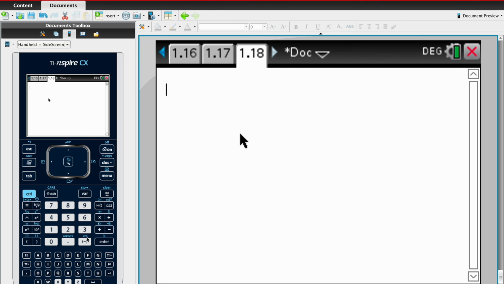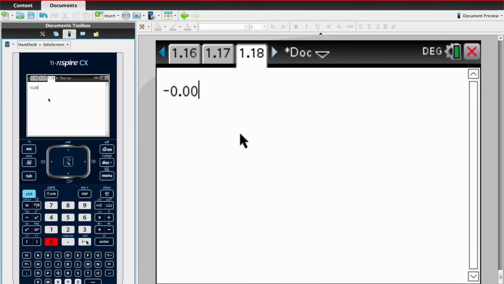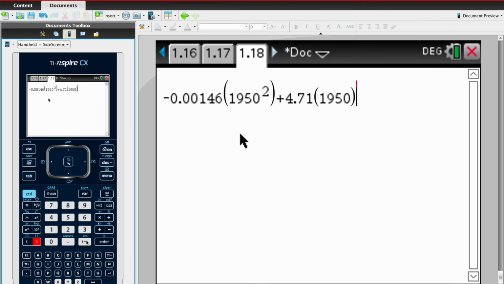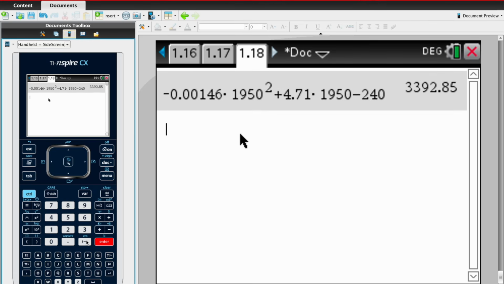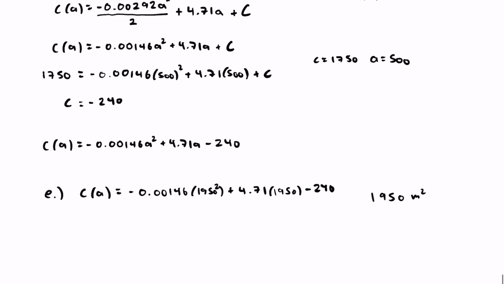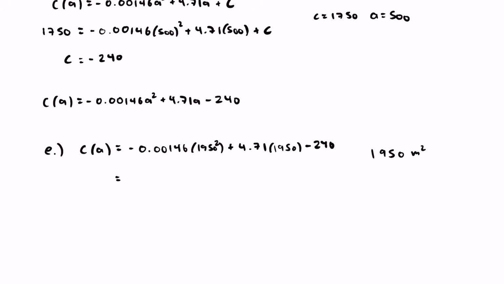So negative 0.00146 times 1950, this should be squared, plus 4.71 times 1950 minus 240. This gives us $3,392.85. So let's go write that out. $3,392.85.